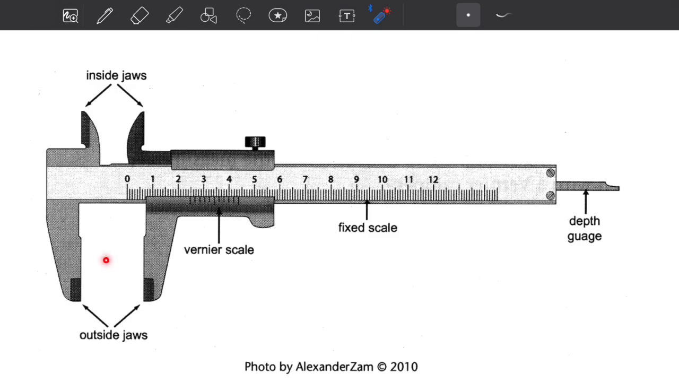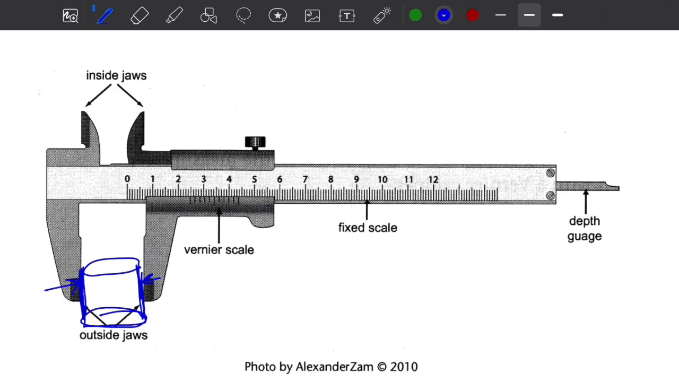So let's say I'm using the outside jaws and I have, let's say, a can of soup, and I want to know the diameter of this can of soup. So I'm going to fit it inside, and I'm going to tighten the jaws here, and now I'm ready to take my measurement.